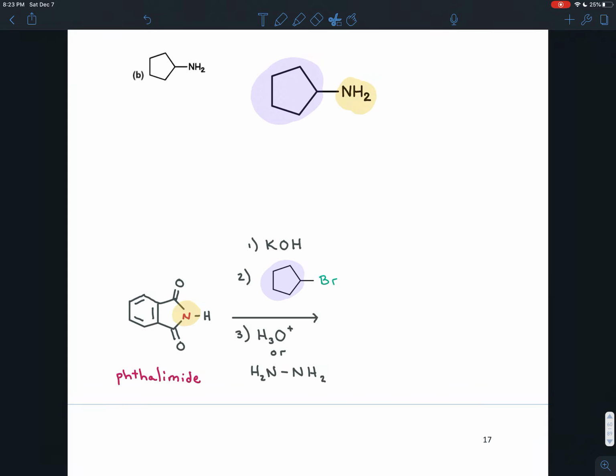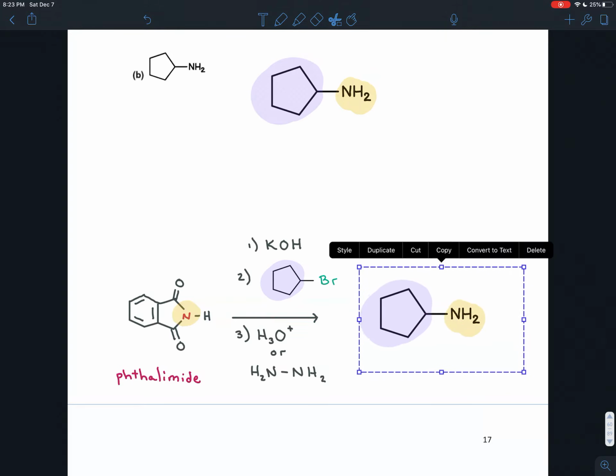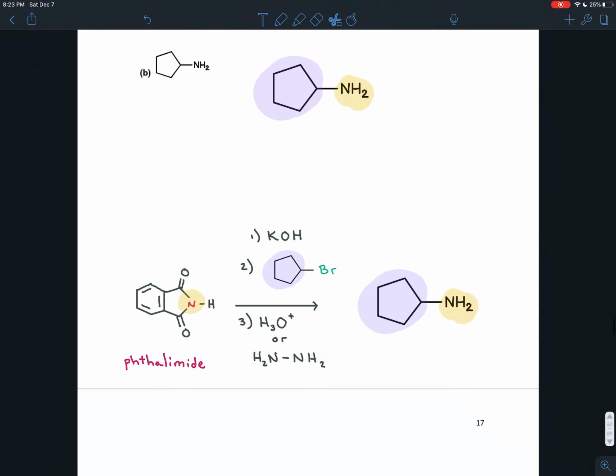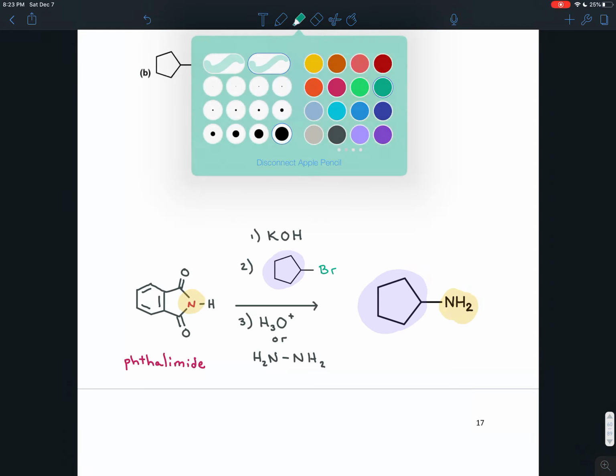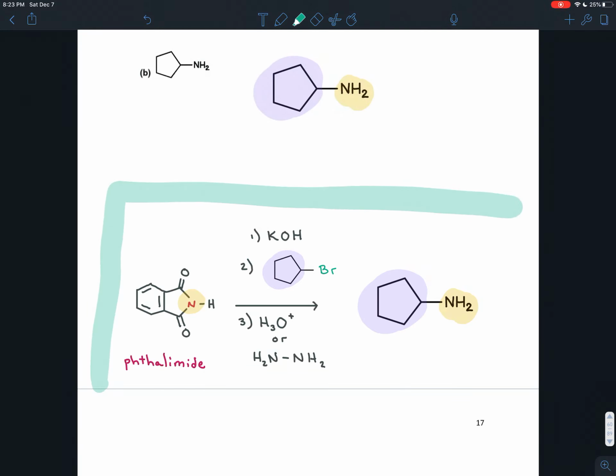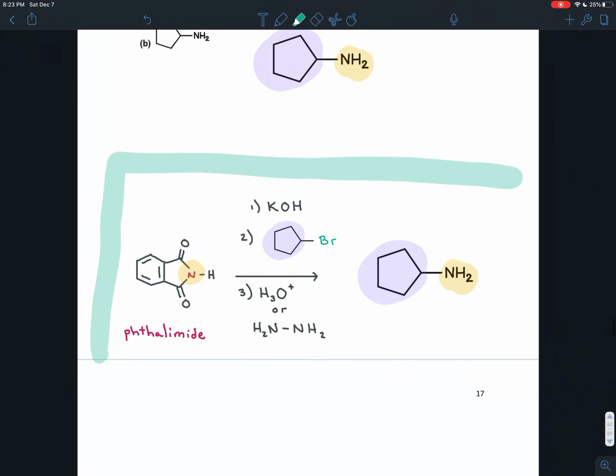The overall result of this reaction is that the nitrogen would take the place of the bromine. And in this case, because we wanted a primary amine, that's all we'd have to do. This is the full synthesis for the compound we have in B.